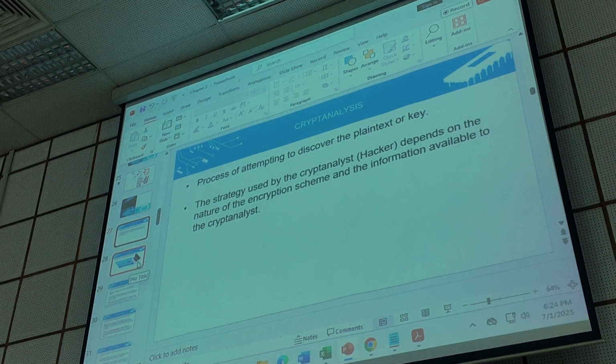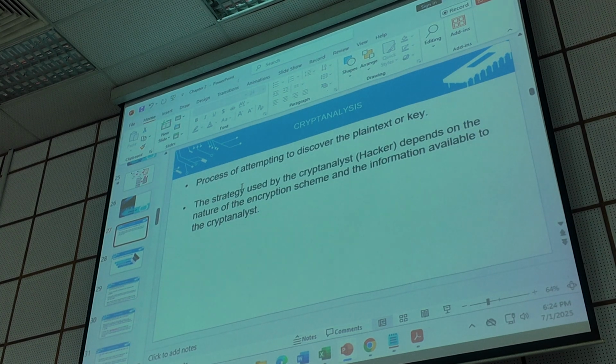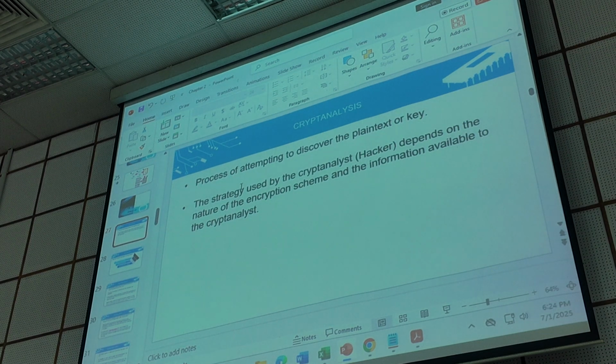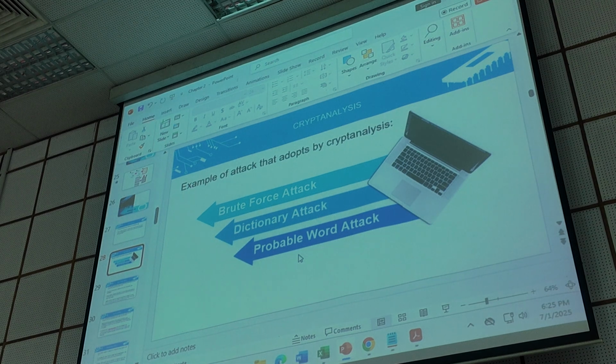Okay, what does cryptanalysis mean? It means that you attempt to discover the plain text or key. For example, you get a ciphertext and you want to know the actual plain text. What will you do? When you want to know the plain text, you require the password. So how are you going to attack? There are three types of attack here: brute force attack, dictionary attack, and probable words attack. What is a brute force attack?